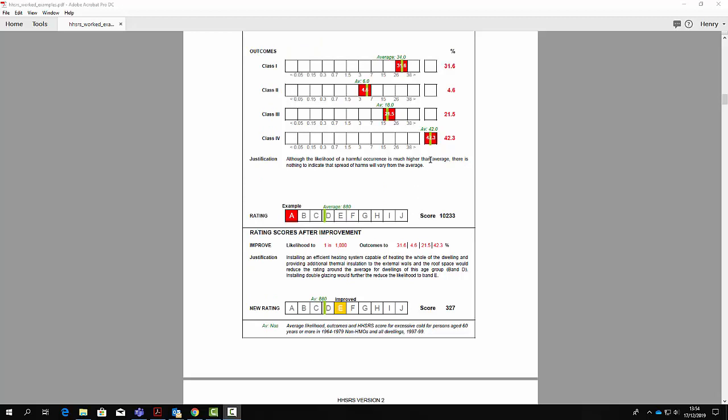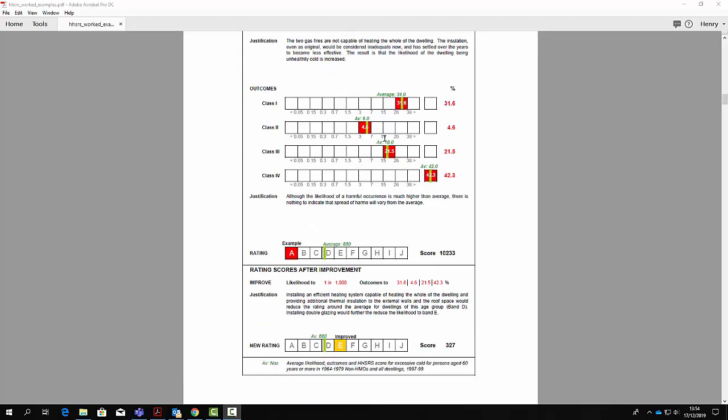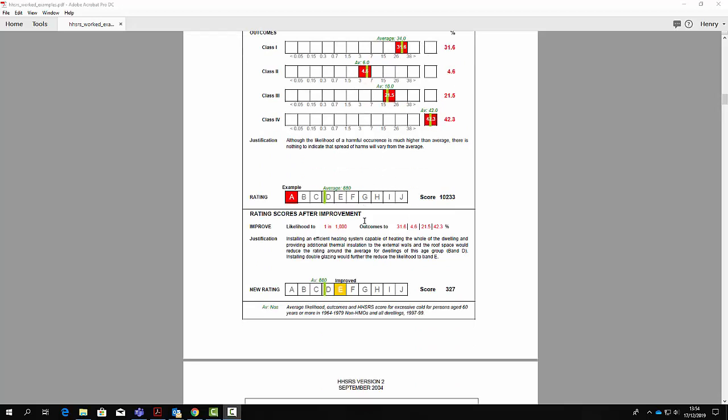So the justification, if we notice, we've left it at the same as the national averages for an average property in the UK. They've said, although the likelihood of harmful occurrence is much higher than average, there's nothing to indicate that the spread of harms will vary from the average. So what they're saying is the likelihood of some kind of ill health occurring has gone up, but the severity of that ill health is going to be just the same as an average property in the UK.